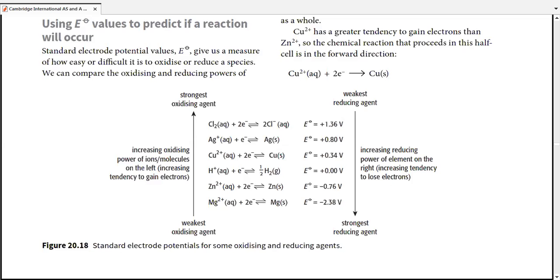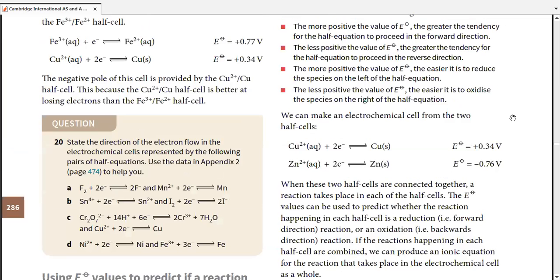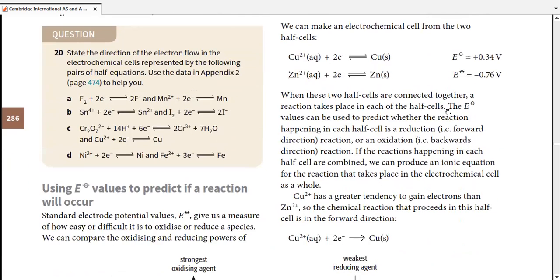Okay, good. So moving on, there are a few examples over here in the book. Let's go through those examples. In case of copper, the value is plus 0.34 volts. In case of zinc, it is minus 0.76. When these two half cells are connected together, a reaction takes place in each of the half cells. The E0 values can easily be used to predict whether the reaction happening in each half cell is a reduction reaction, which in this case is a forward reaction, or an oxidation reaction, which in this case is a backward reaction. If the reactions happening in each cell are combined, we can produce an ionic equation for the whole reaction that is taking place in the electrochemical cell.